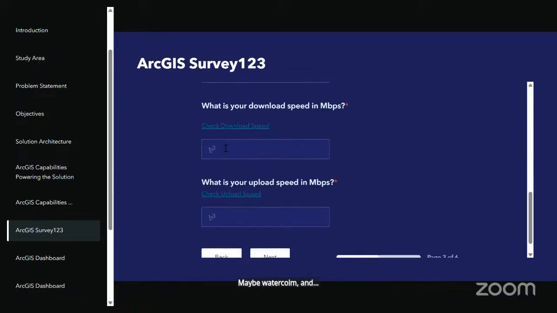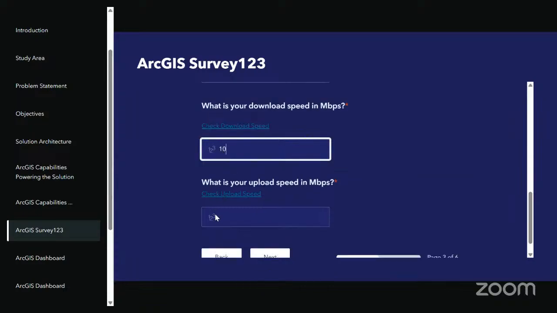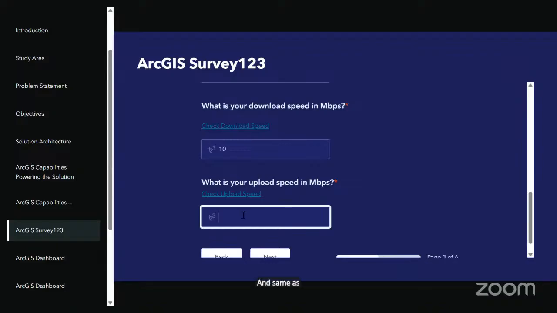And here there's a link whereby a customer could go directly to this link and get the download speed that his or her device is obtaining as the service is provided. Suppose I just fill in 10. And the same for upload speed, maybe 20.